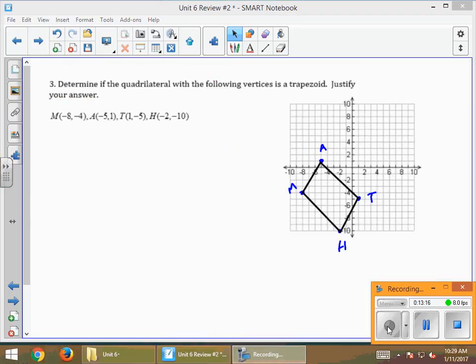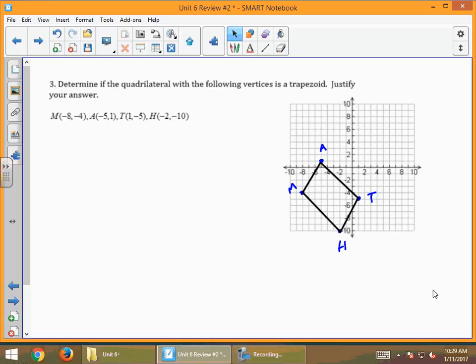In recap, problem number 3. Kind of jumped ahead before recording. Go ahead, plot these points, label and connect them. And we're trying to determine if this is a trapezoid. And what do we know about trapezoids? What's special about them? That's parallelogram. What's different about a trapezoid than a parallelogram? Yeah, there's only one set of parallel sides, so we have to show that only one set of these sides are parallel and the other set is not.